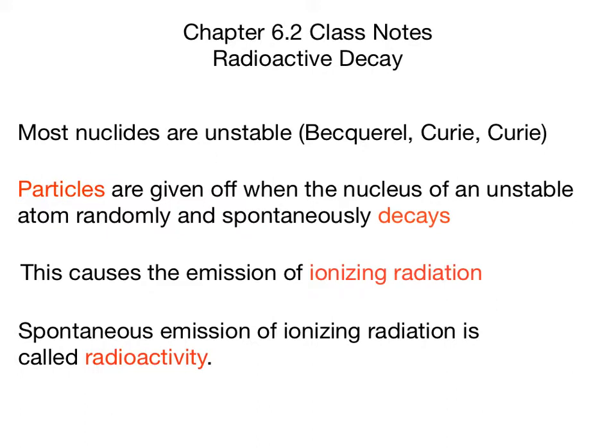Particles are given off when the nucleus of an unstable atom randomly and spontaneously decays. This causes the emission of ionizing radiation. Spontaneous emission of ionizing radiation is called radioactivity.